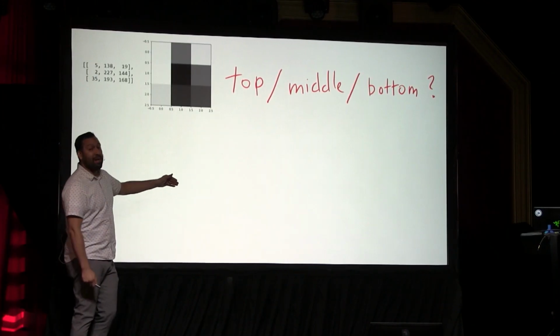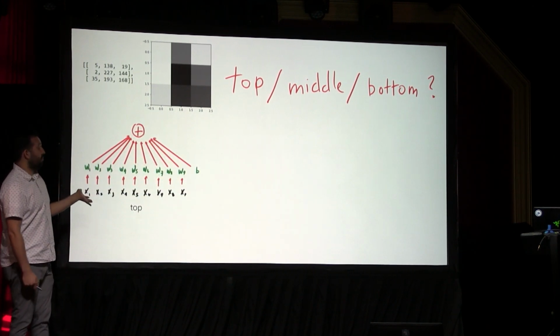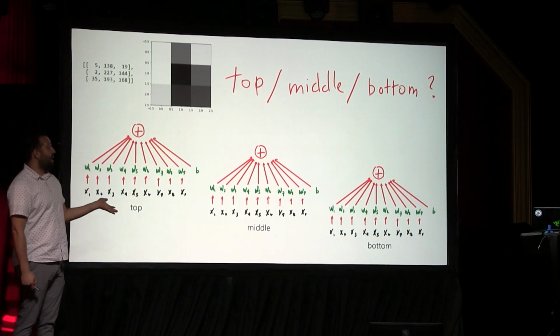Okay, Seth, you're so smart. What if we want to do top, middle, and bottom? So smart. Well, we just have 3 of them, right? And then it looks like this.